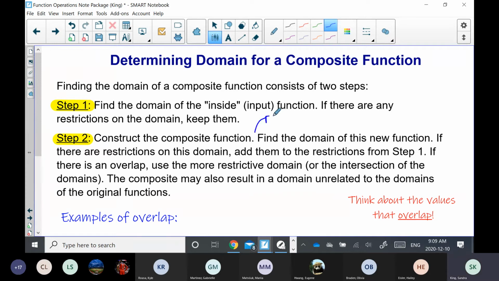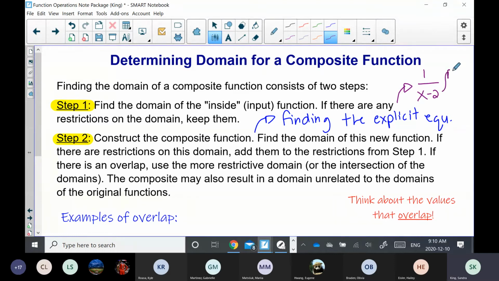So step 2, when you construct the composite function, what you're doing is you are finding the explicit equation. And then what you're going to do with that explicit equation is you're going to see, are there any restrictions on that equation? So for example, let's say you get a rational, 1 over x minus 2. Let's say this was your explicit equation. There would be a restriction on this, and the restriction would be x cannot be equal to 2.